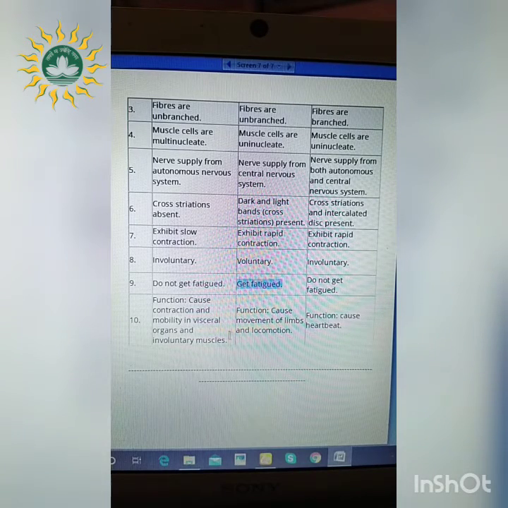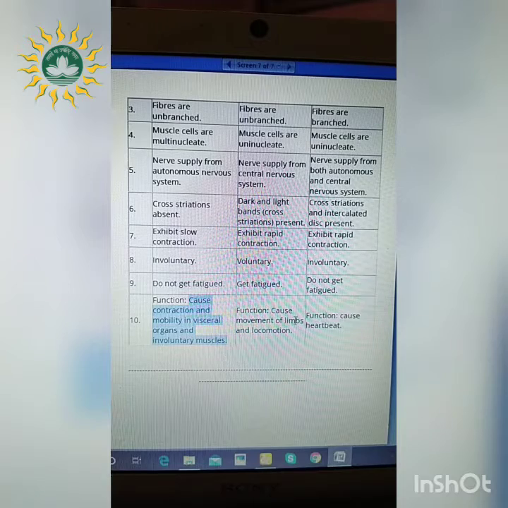What is the function? The unstriated muscles cause contraction and mobility in visceral organs and involuntary muscles. The striated muscles cause movement of limbs and locomotion. And the cardiac muscles cause the heartbeat.